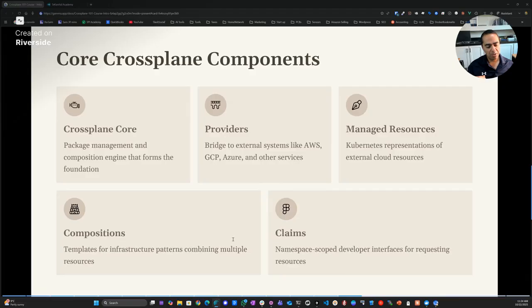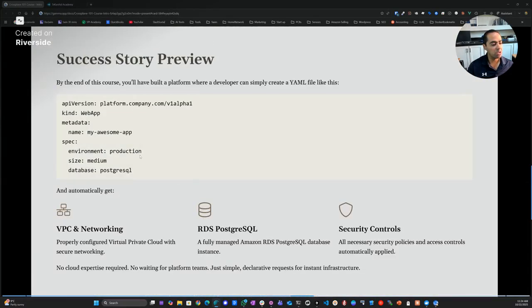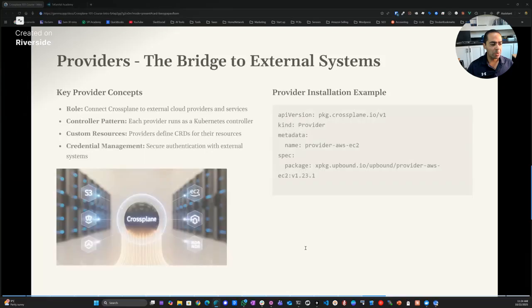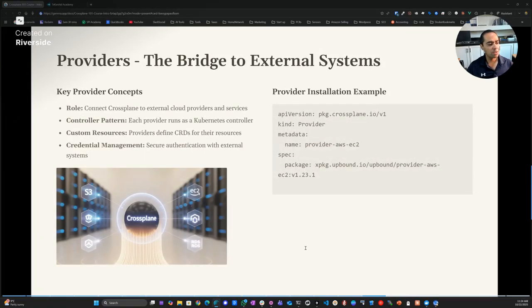And then claims, this is on the developer side. They submit a claim. So a claim would be something like this, their request, and that goes out and builds the compositions and the managed resources behind the scenes, and away we go. Claims have actually been deprecated in Crossplane 2.0, and I have a whole section on Crossplane 2.0 in the course as well, but I also wanted to put it here in case there are people that are still using Crossplane 1.x.